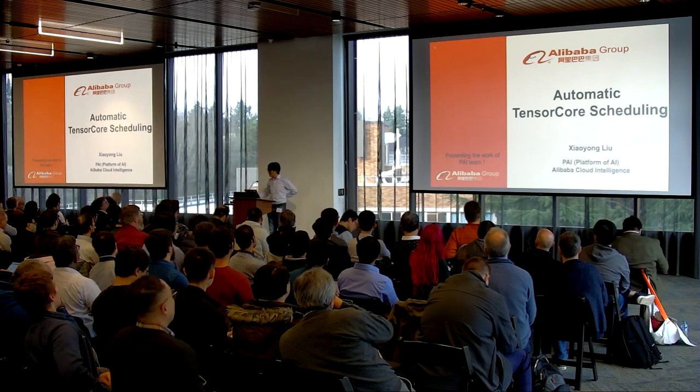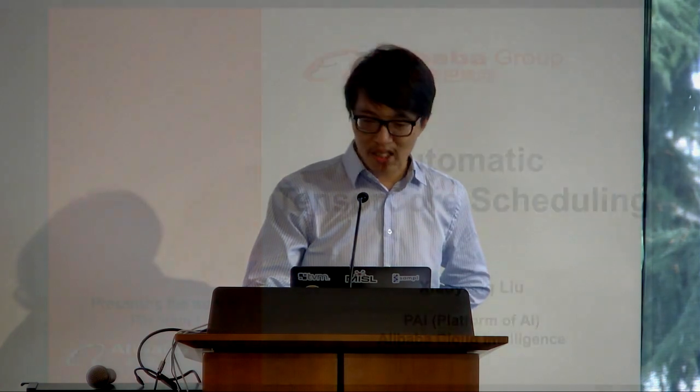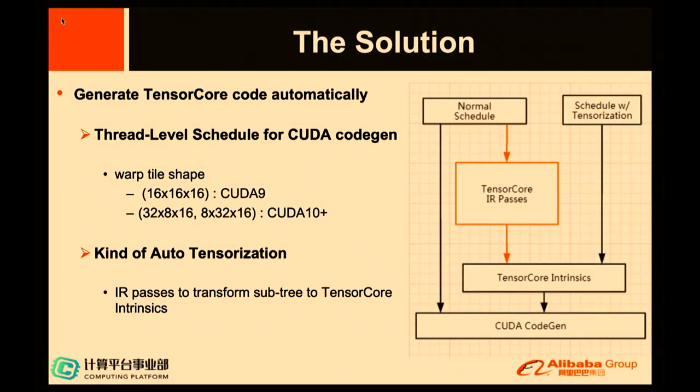Just as Siyuan talked about the TensorCore and Tensorize, we are seeing it's making the infrastructure ready. Now we are seeing how to make it automatic, and reuse the existing CUDA optimization schedule. If you want to run the TensorCore and Tensorization, you need to write your own schedule. We try to generate the TensorCore automatically, making reuse of the thread level scheduler for CUDA coding.